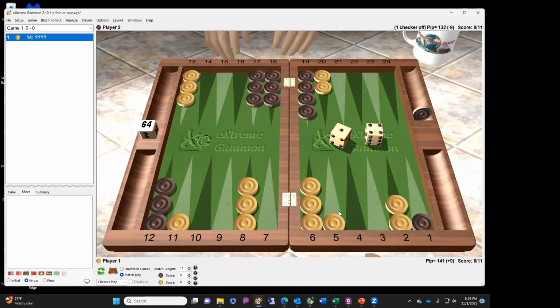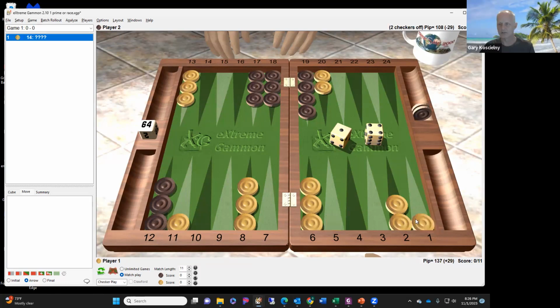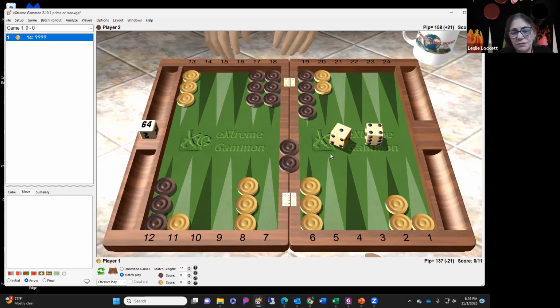Could hit off the ace point, but hit the 5, that one. Well, there's 2 on the bar. That's pretty strong. This is a case where Michi had a proverb on this one.